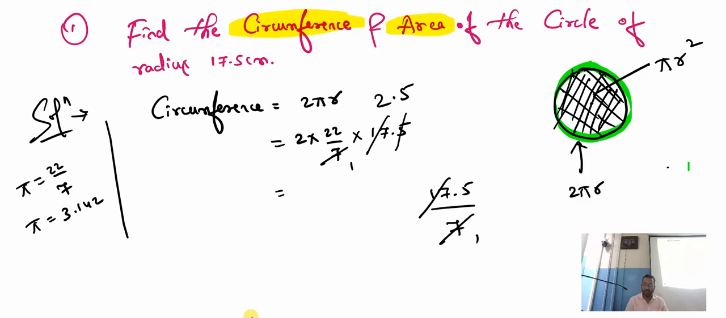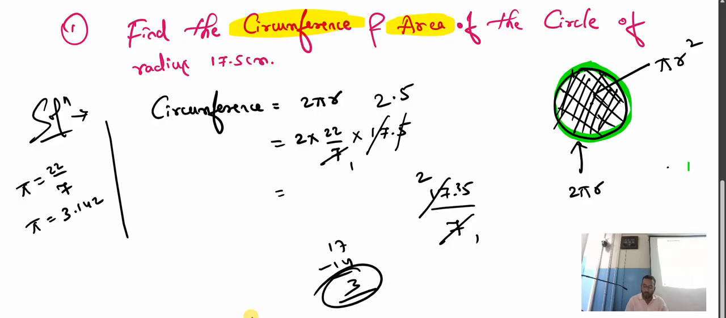7 ones are 7. 7 twos are 14. Understood? 17 minus 14 is 3. Whatever the remainder you get, you have to shift it before the next digit, so it becomes 35. Now 7 fives are 35. After 17 we have a point, so here also we are keeping a point. So the answer is 2.5.